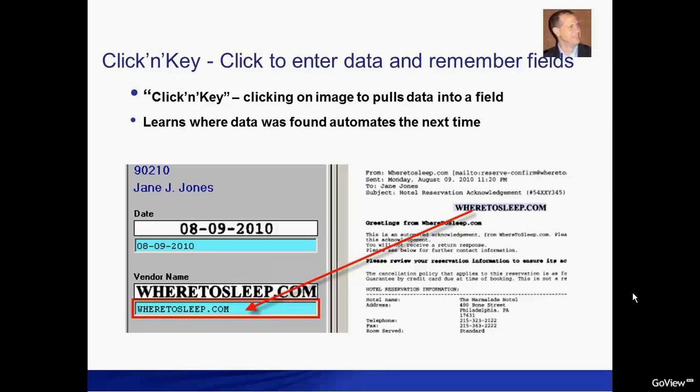It also learns where the data is found and stores that information permanently so that the next time this document comes across the system, it will automatically know where to capture the vendor name for this instance. So it's a key important differentiator when looking at recognition engines.